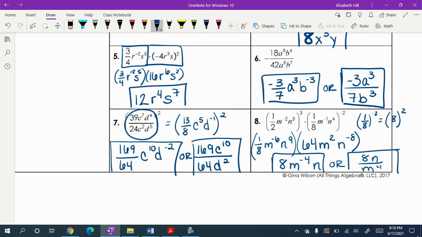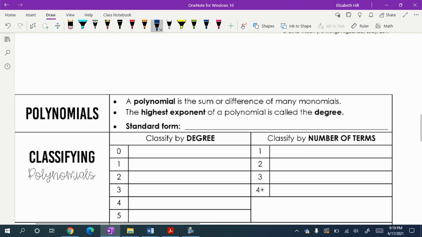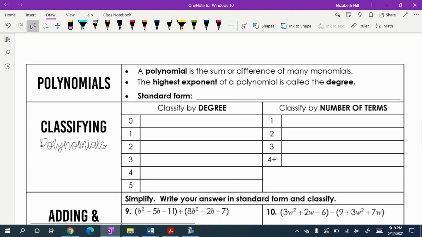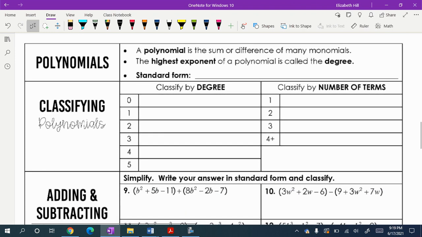All right, so that's just kind of working with monomials, working with those different powers that are there. The next thing is talking about a polynomial. Polynomial, when you think of the word poly, is referring to many. So it's the sum or difference of many monomials. And other things that you've talked about in Algebra 2 is the degree. The highest exponent of a polynomial is called the degree. That will be something very important to us later on.